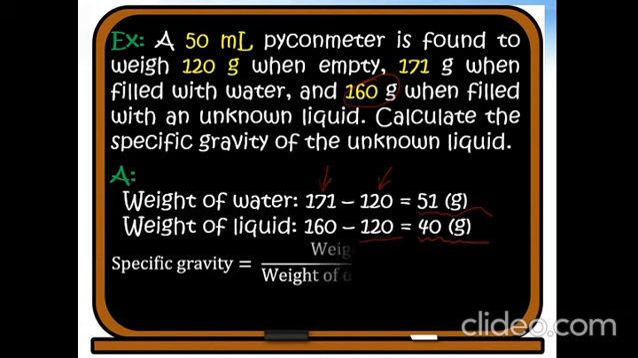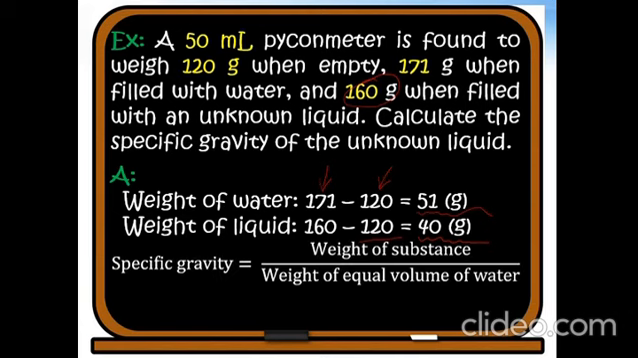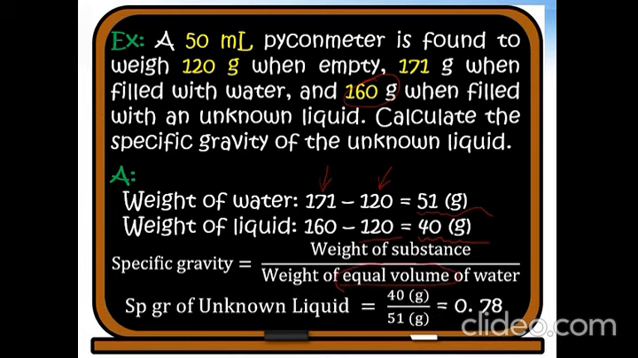Then we need another step to do that. Weight of the substance divided by the weight of equal volume of water. Why equal volume here? Because you use the same pycnometer, right? Let's calculate. 40 grams, that is the weight of the substance, divided by the weight of the same volume of water. So the specific gravity of this unknown liquid is 0.78.